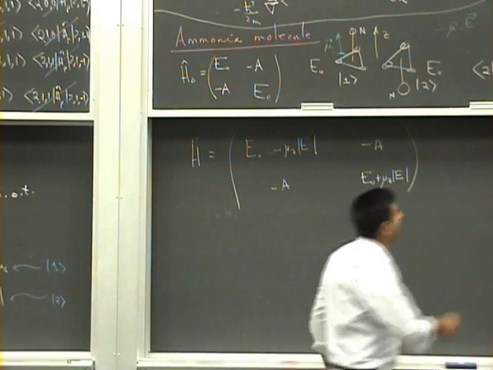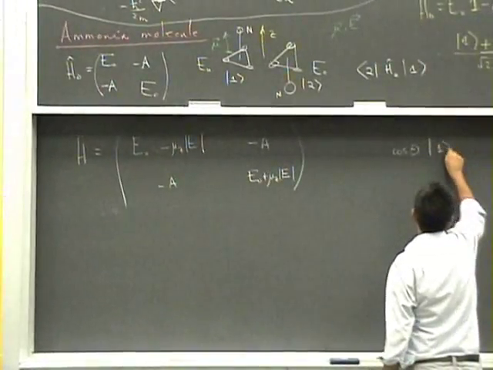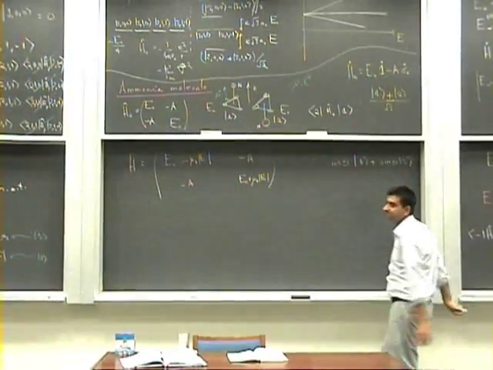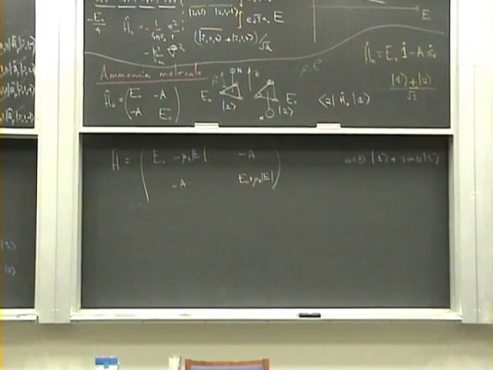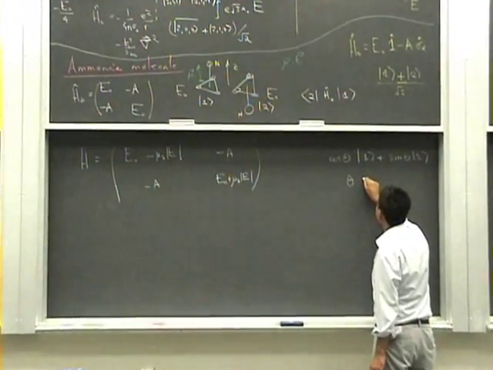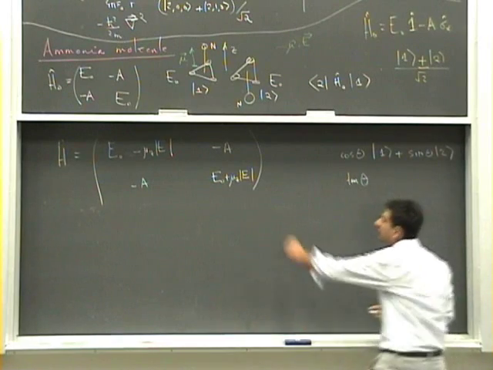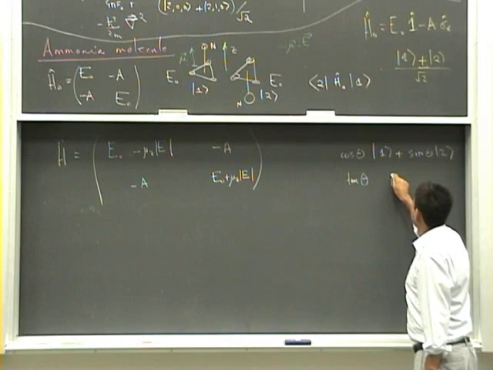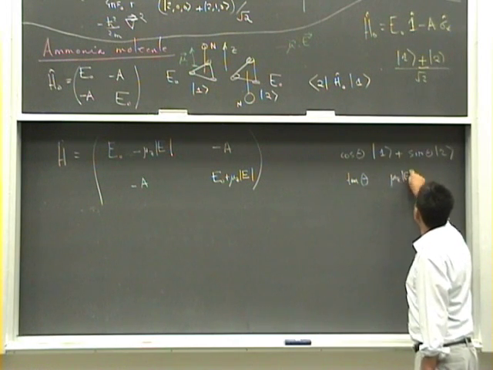that, something like this: cosine theta ket1 plus sine theta ket2. Okay? Where theta depends upon the relative magnitude, tan theta will depend upon the relative magnitude of A and mu Z E. So it will be, I think, mu Z E over mu A.